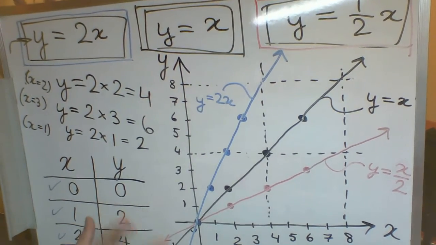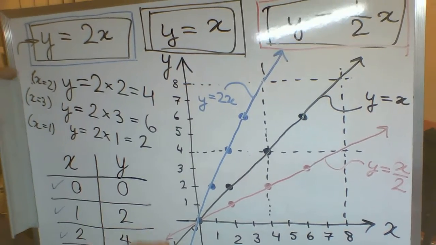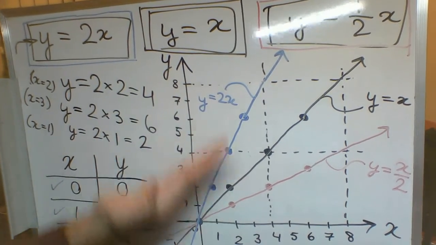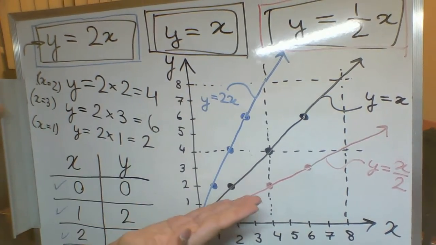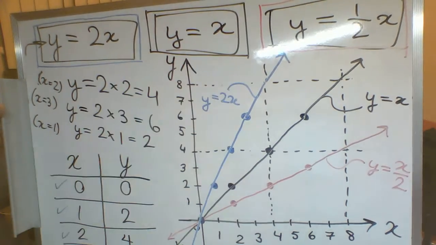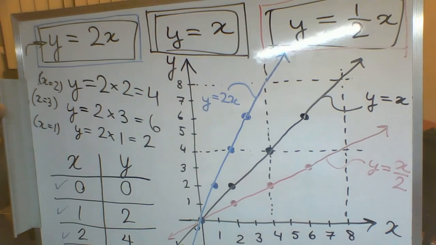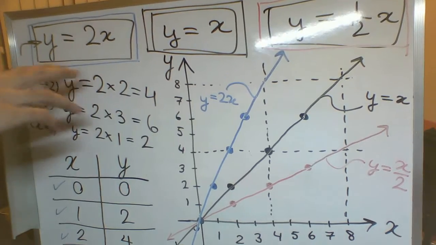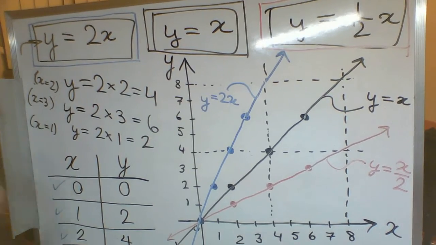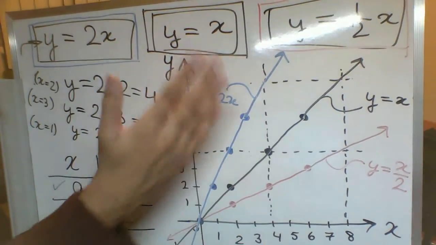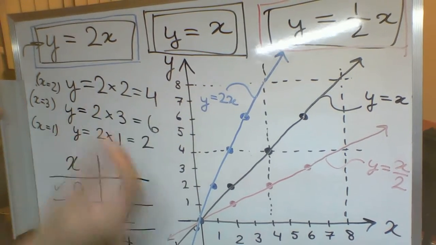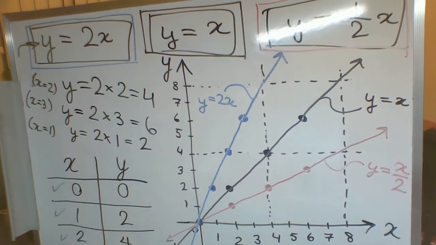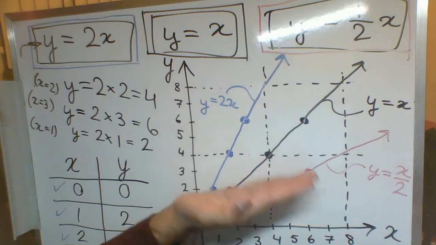So whatever you're multiplying x by, it doesn't change the position of the line. That was what we were seeing yesterday, that the whole line shifts up or shifts down depending on what you add or subtract in your equation. But if you're multiplying x by something or dividing x by something, that changes how steep the line is.